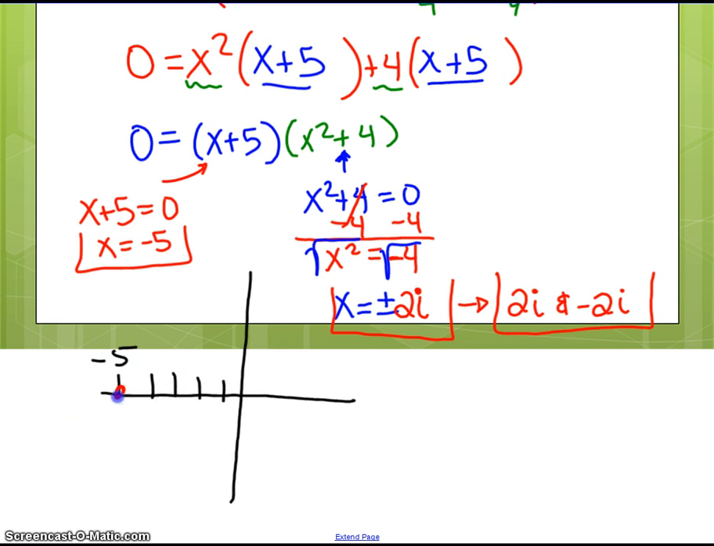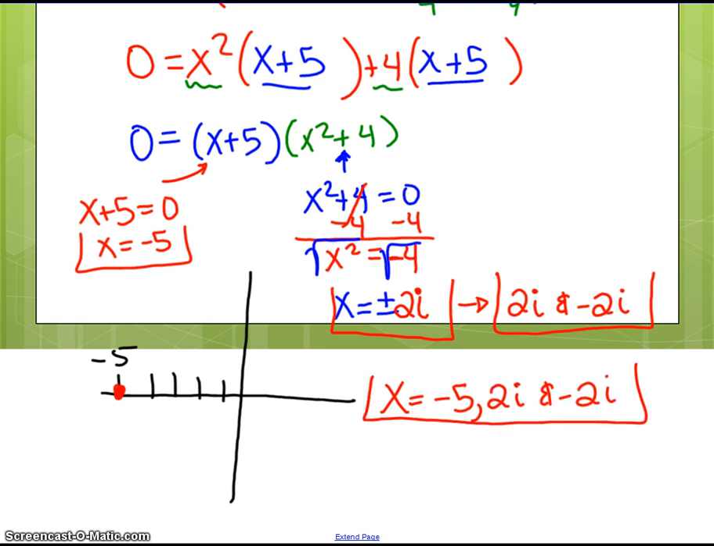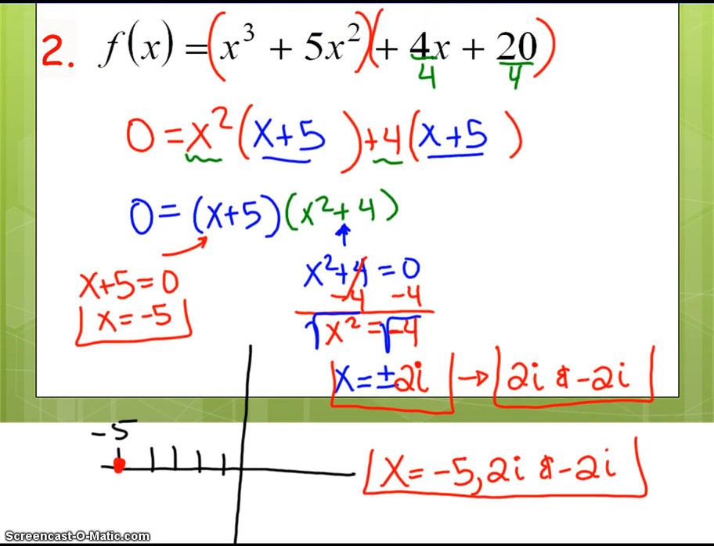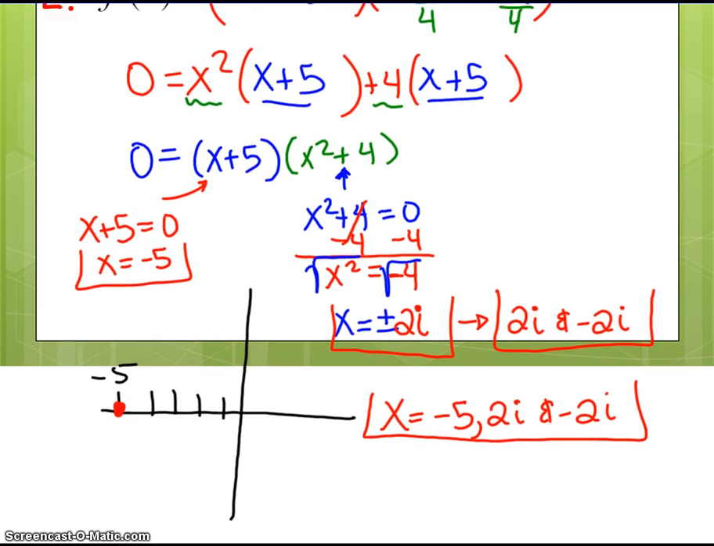So I want you to think about for a minute, how is this graph going to look? We talked about this yesterday, that when you get two imaginary solutions, so my answers are these: negative 5, 2i, and negative 2i. Okay, I have three answers because this is a cubic. So when you have two imaginary solutions, you cannot graph that on the x-axis. It's a cubic, and it can only cross through negative 5. We talked about this yesterday, so look back at your notes, talk with each other, see if you can figure out how that graph would look.